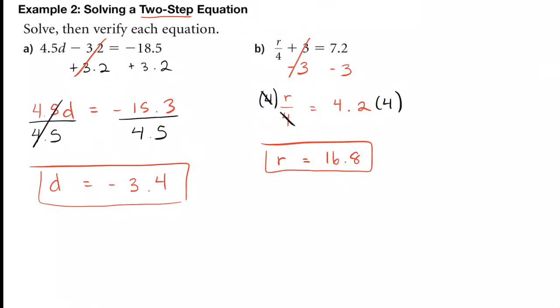So keep in mind again, with two steps, usually you want to add or subtract the opposite first, and then you want to multiply or divide by whatever the coefficient is that is attached to the variable. So those are some examples on how to do two-step.